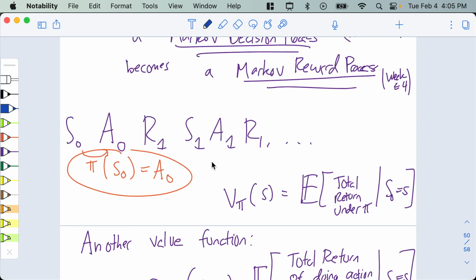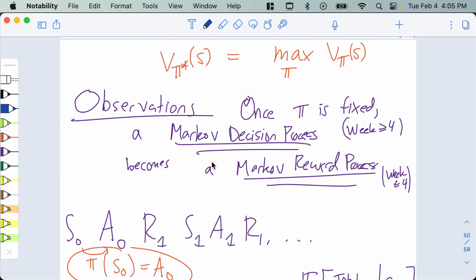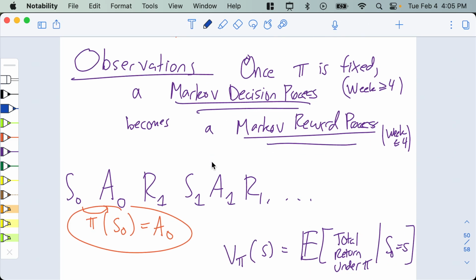And that was because of this observation: once pi is fixed, you take all the decisions out of it, and a Markov decision process with making choices becomes a Markov reward process, just like observing the game and seeing what rewards you get. So that was like snakes and ladders or something. So that was V, and V is the total return. Maybe it's worth writing down what the total return is. The total return, remember, is the sum of all rewards.